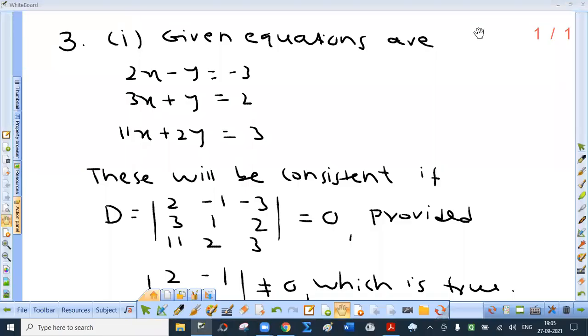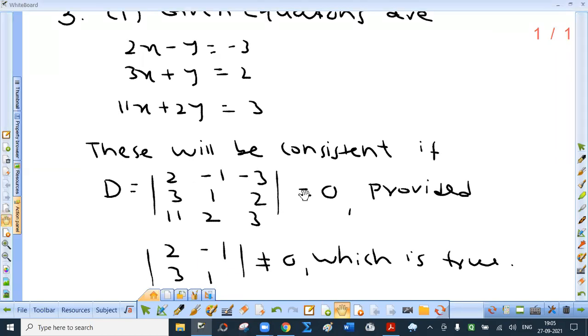Third sum, examine the consistency of the following equations. First one, 2x minus y plus 3 equal to 0, 3x plus y minus 2 equal to 0, 11x plus 2y minus 3 equal to 0. Write equations with constant on RHS. Now we have to say these equations will be consistent if the determinant for condition of consistency is 0, provided. I hope you are getting this.